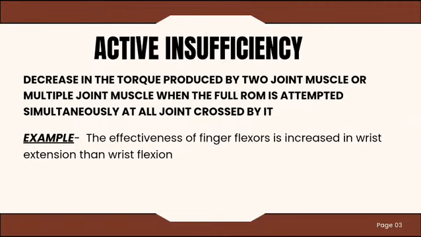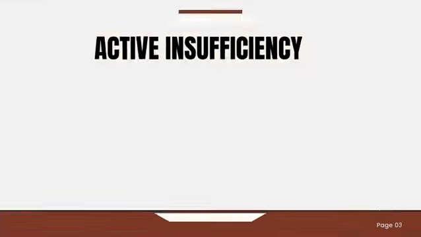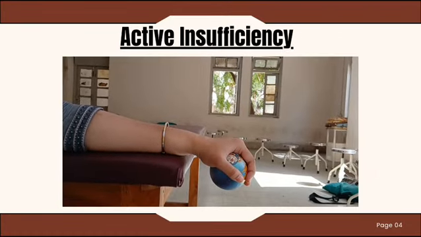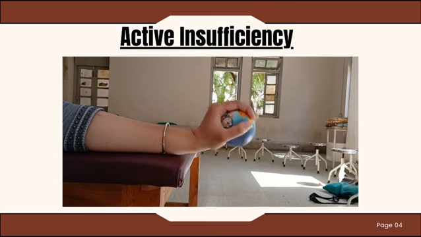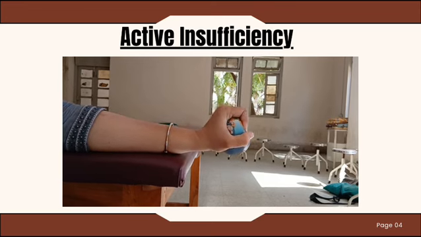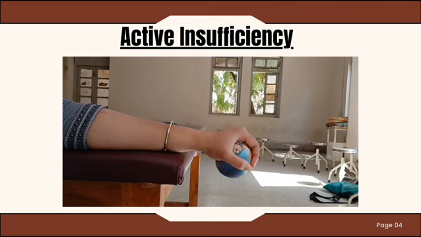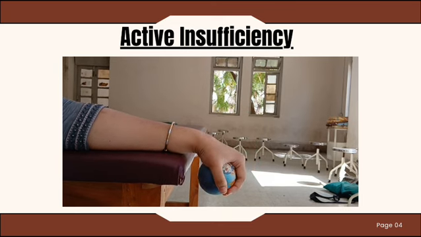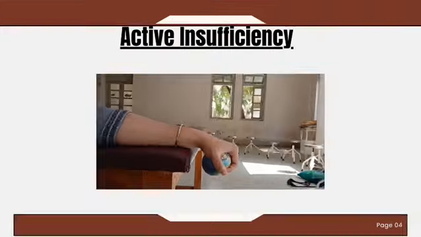Active insufficiency is a decrease in the torque produced by a two-joint or multiple-joint muscle when full range of motion is attempted simultaneously at all joints crossed by it. Example: the effectiveness of the finger flexors is increased in wrist extension compared with wrist flexion. An example of active insufficiency at the wrist occurs when attempting full finger flexion while simultaneously flexing the wrist. As the muscles crossing both joints, the finger flexors and wrist flexors become too short to generate sufficient force.